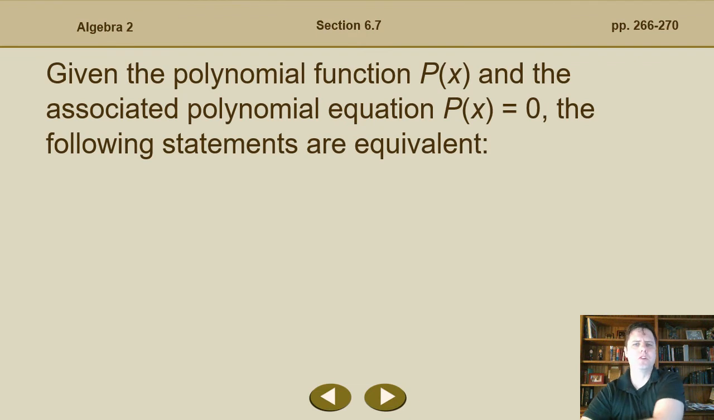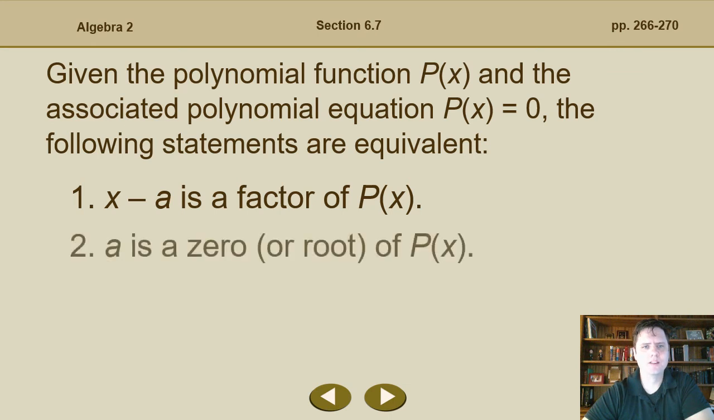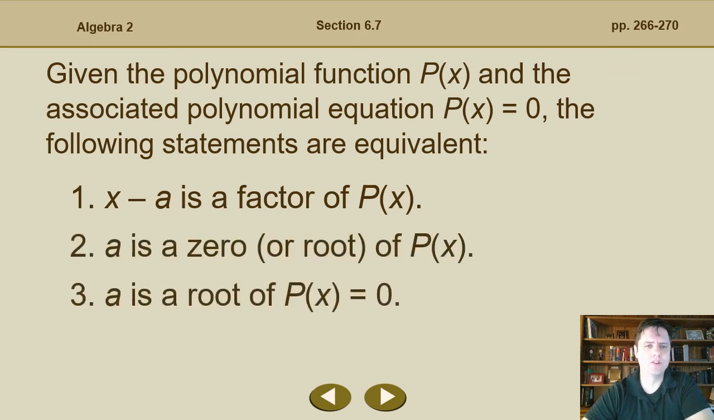So given the polynomial function p of x and the associated polynomial equation p of x equals 0, the following statements are all equivalent. First of all, x minus a is a factor of p of x. Secondly, a is a 0 of, or root of, p of x. And thirdly, a is a root of p of x equals 0. And these are all things that we've already seen together.